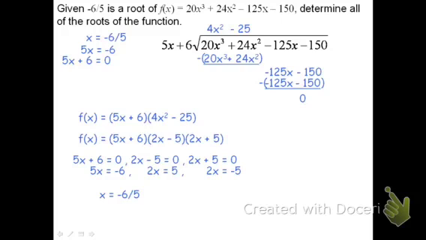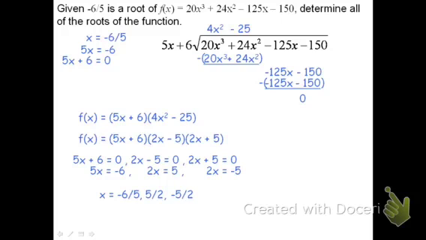On the 2x minus 5 equals 0, add 5 to both sides, 2x equals 5, or x equals 5/2. And on the last one, subtract 5 from both sides, 2x equals negative 5, divide both sides by 2, and you get now that x equals negative 5/2. Again, this was a cubic function, which means I should see 3 roots.